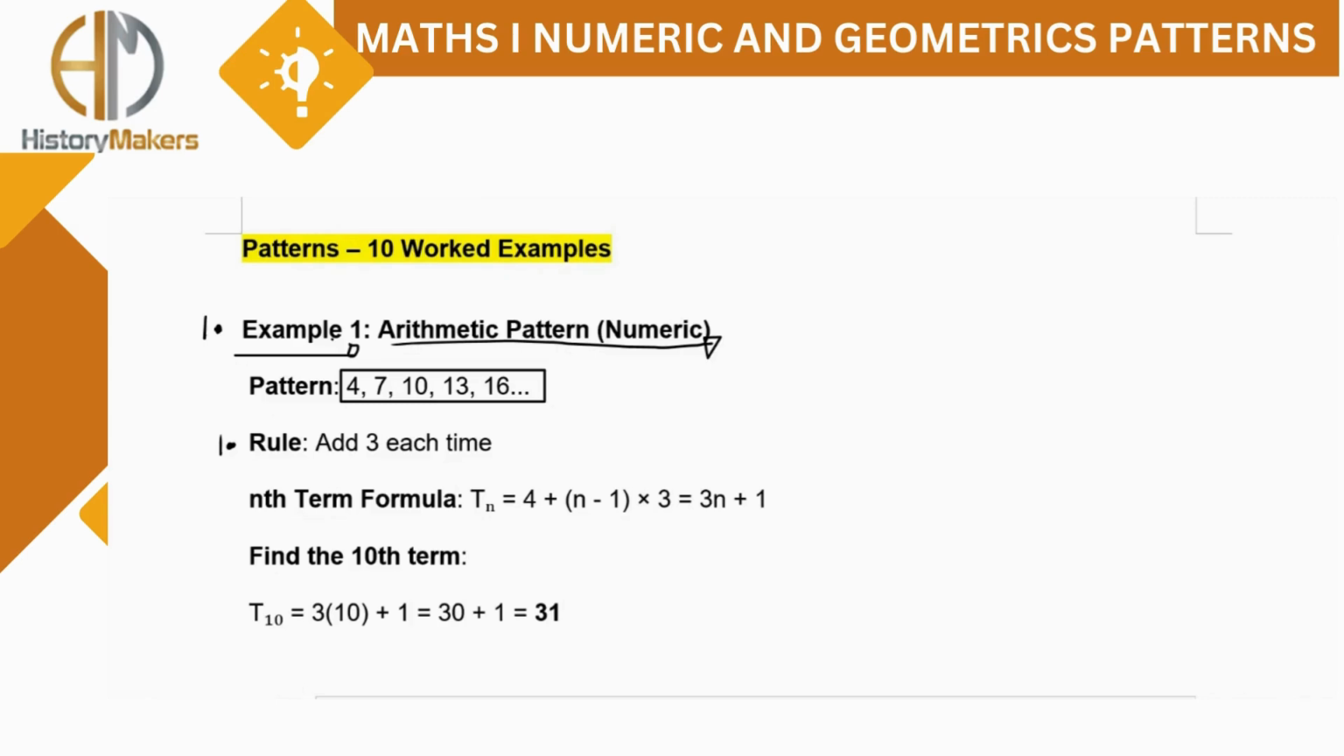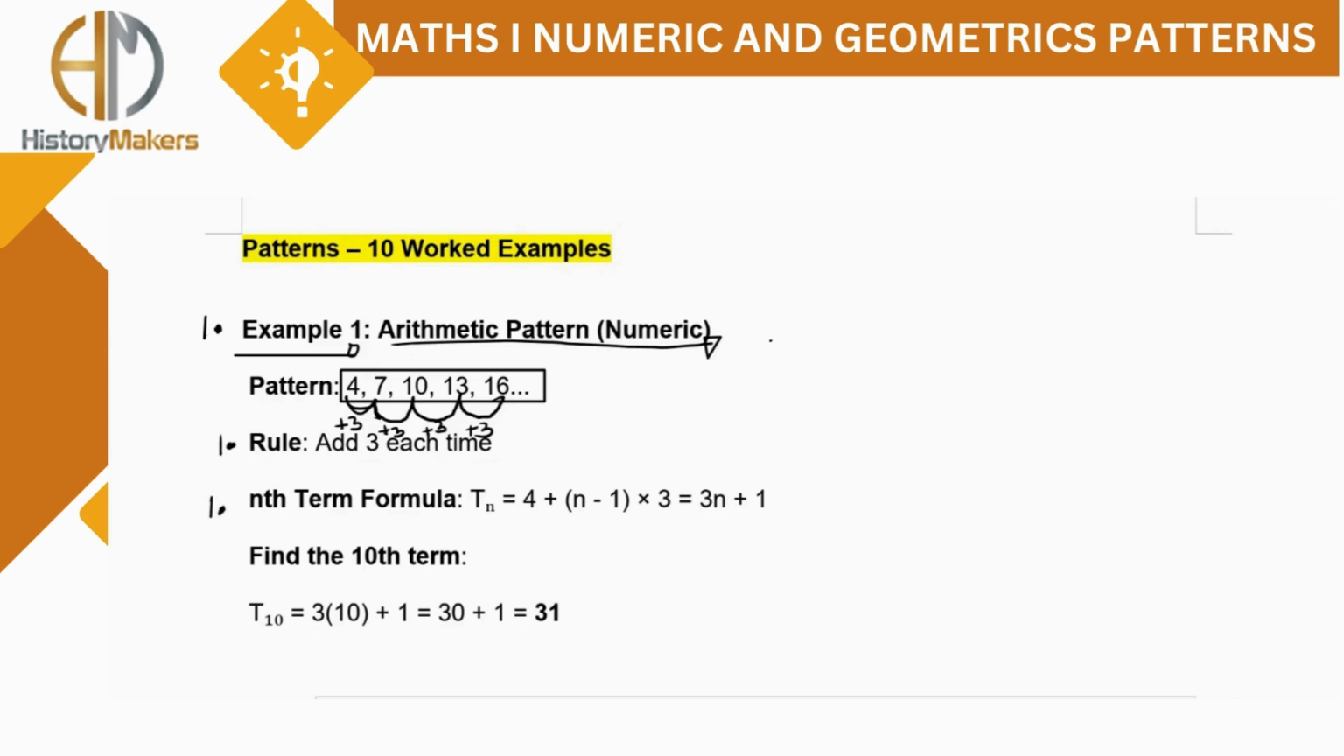So for the rule, we look for consistency. For them to be able to get to 7, and to 10, and to 13, and to 16, they added 3 each time. So now you see the consistency in the sequence. For them to get to the next term, they had to add 3. So now we can find the nth term.